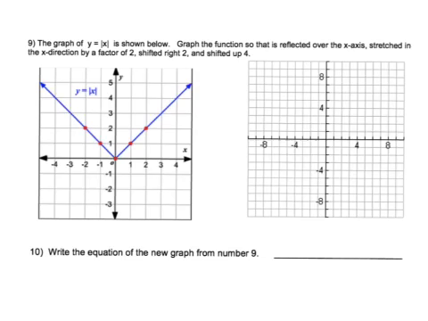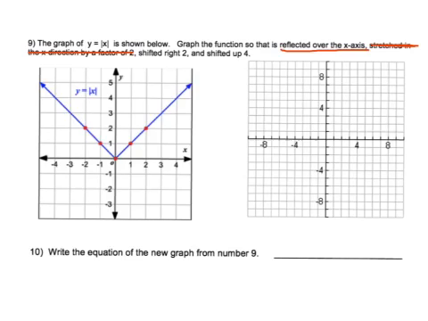With number 9, we're given an absolute value graph, and we need to now graph the function so it's reflected over the x-axis. We got rid of this part. Shifted right 2 and up 4. And when I do these transformations, I'm going to do it just exactly in the order they give us. So if I have an absolute value, first I'm going to reflect it over my x-axis, and I'm going to put it right on my new graph.